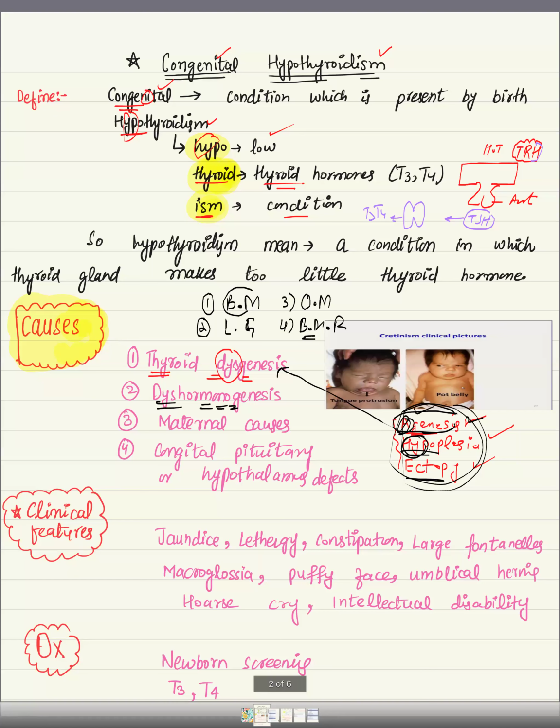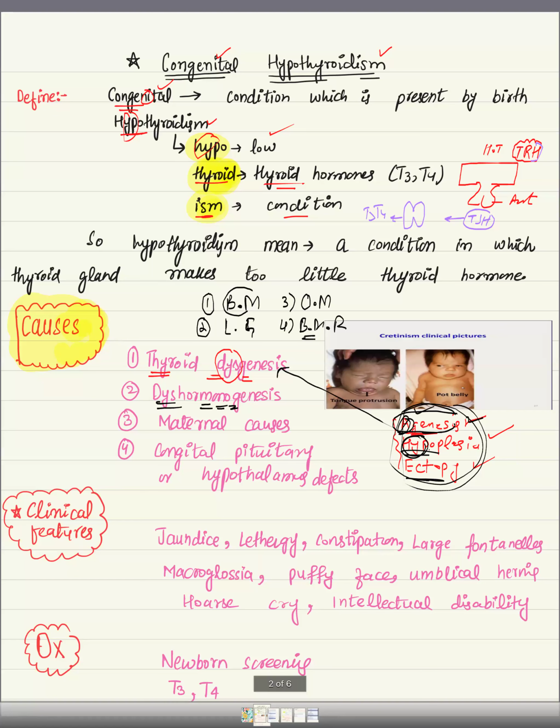And also, a very important point: if the female is suffering from any kind of autoimmune disease, that autoimmune disease can also lead to problems in the baby, because these antibodies are going to cross the placenta and lead to hypothyroidism in the baby. So these are the maternal causes you have to remember. Then a very important point here, it's a mistake, please correct this. It is not congenital, it is central. So here it is central.